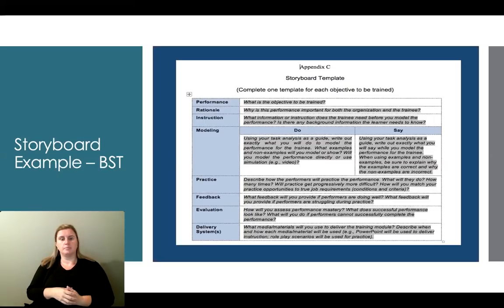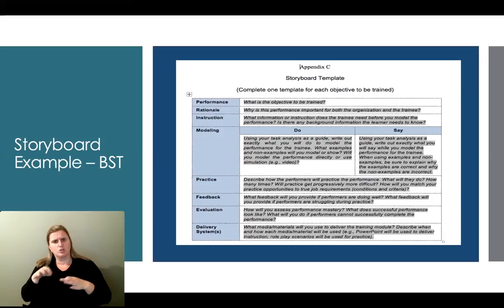Modeling, what is it that you're gonna do? What are you gonna say? So for example, using a task analysis as a guide, you write out exactly what you will do to model the performance for the trainee. What examples and non-examples will you model or show? Will you model the performance directly or use simulation or video? So all of these components need to be accounted for. What is it that you're gonna say during modeling? What explanations are you going to provide during modeling?